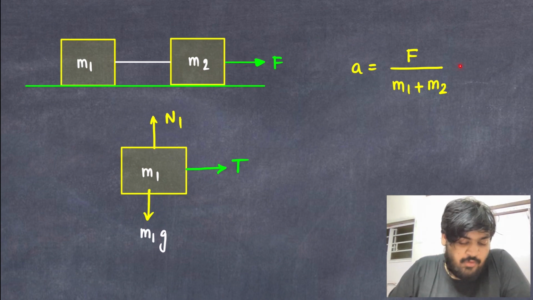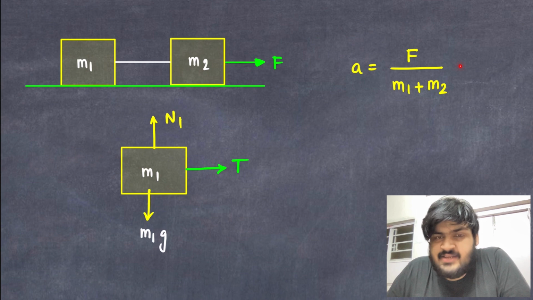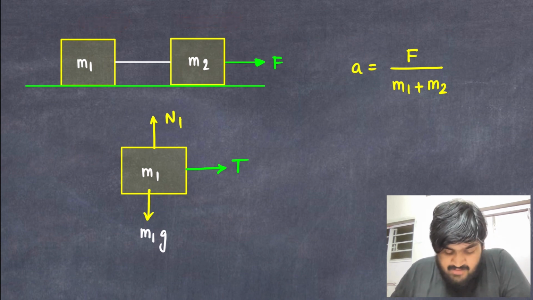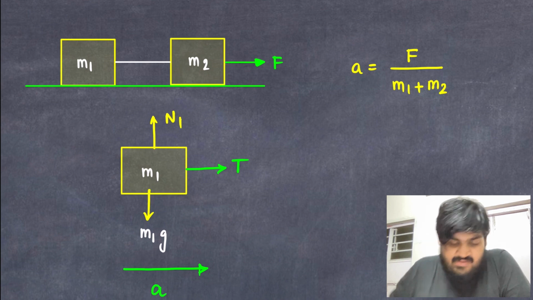So we know that the acceleration of the system is nothing but F divided by m1 plus m2. Where will the acceleration be? See, this side is the force, right? So in this direction will be our acceleration. So this block of mass m1 is also moving with an acceleration of a in this direction, right?